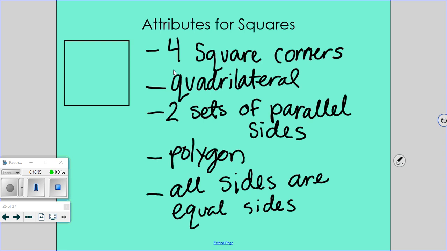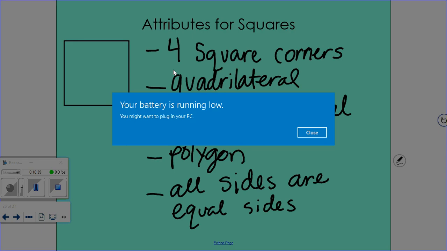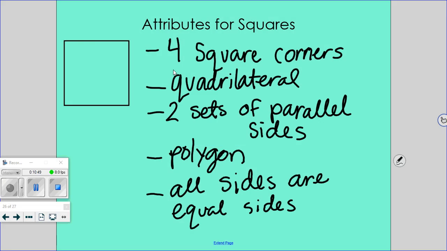Okay? For a square to be called a square, all sides have to be equal length. So if one side is 2 feet long, the other side must also be 2 feet long. And the other side, 2 feet long. And the other side, 2 feet long.